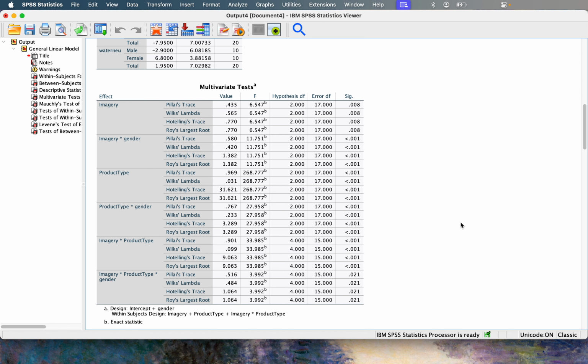So then we get down to the imagery times product type interaction. There was also a significant interaction between imagery and product type. So this is indicating also that the effect of imagery is varying, I guess, across all of the different beverages. And then finally, we have our three-way interaction. We see a three-way interaction observed here between imagery, product type, and gender. This will indicate that the combined effects of all three of these were influenced by gender.